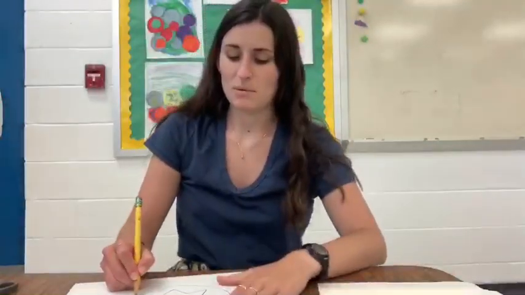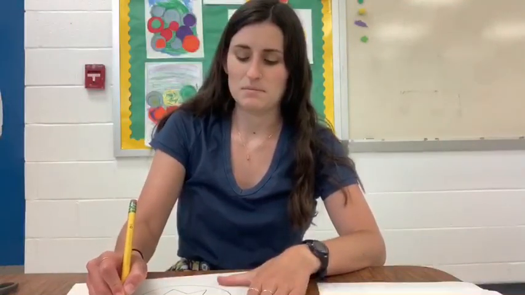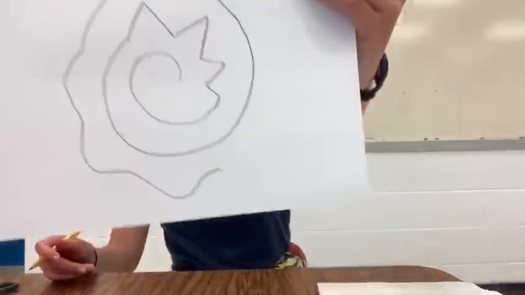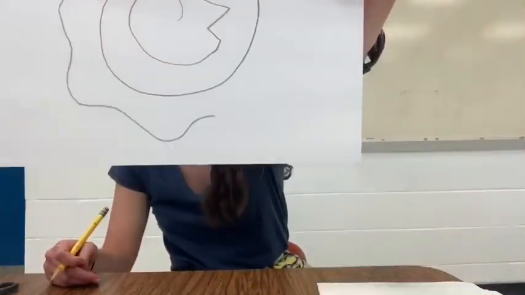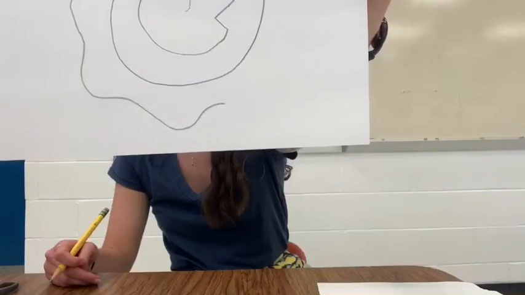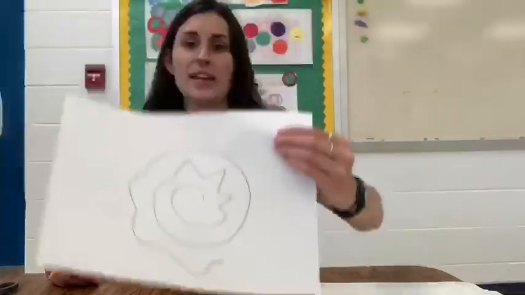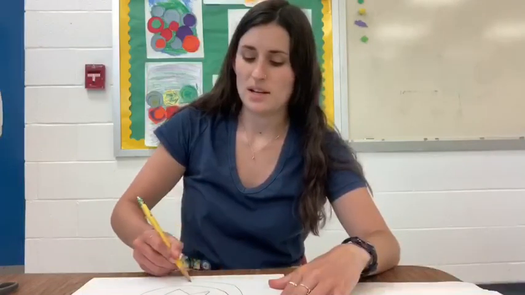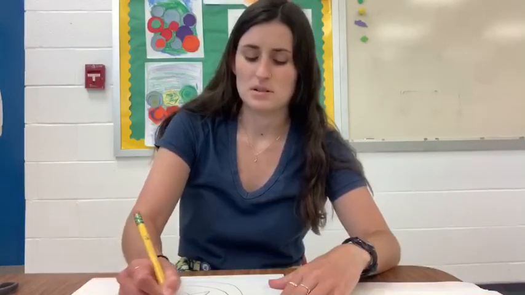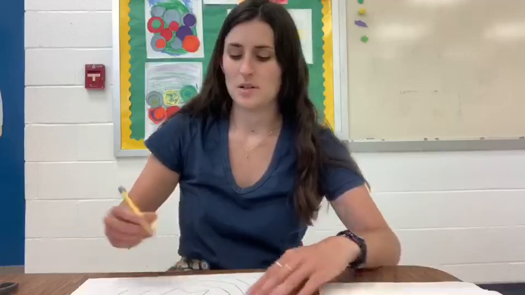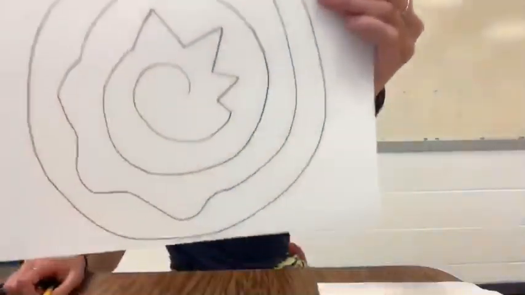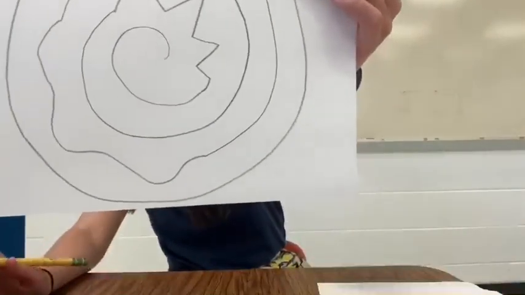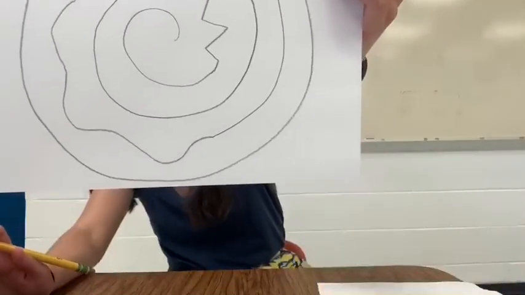So remember, wavy is just up and down. And then I'm going to keep going with my smooth line. Around and around. Okay. So I have a couple little loops on my spiral, and in between I added the zigzag and the wavy lines.